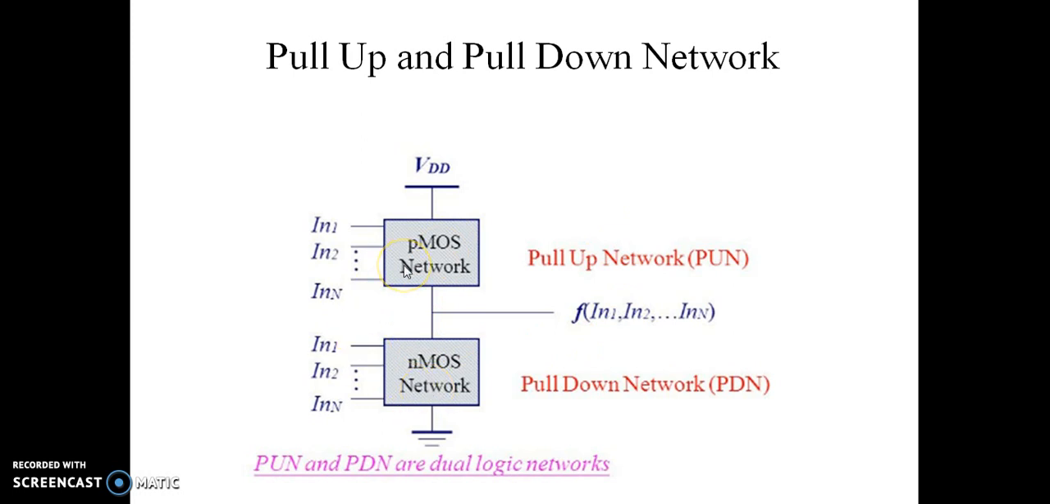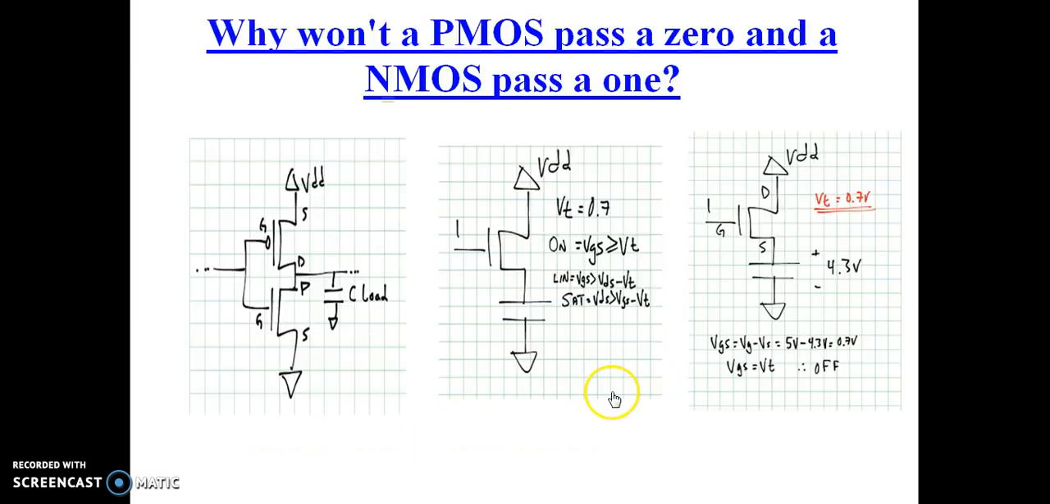As we already discussed that PMOS passes strong 1, that's why we are connecting the PMOS network in a pull up network, that is, it is connected to VDD. As NMOS passes strong 0, we are connecting that to the ground side, that is the pull down network, and that is the origin of the name pull up and pull down network.